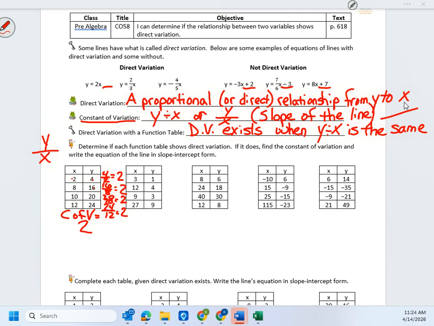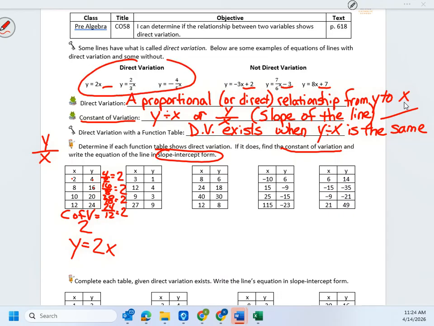I can. So if we have a constant of variation, we need to write it in the slope-intercept form. What would my slope-intercept form be for this one? Henry? Y equals 2x plus 2.